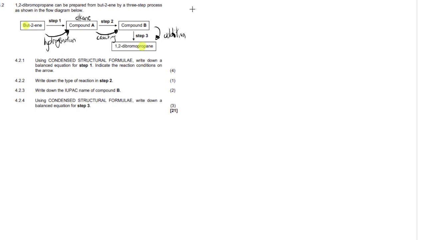So let's have a look at the question. We say, well, 4.2.1, using condensed structural formulae, write down a balanced equation for step 1. Again, by interpreting this situation first, we've sort of got the answer already. So condensed structural formula, remember I told you we do not allow any bonds in condensed structural formula. And so we're going to make sure that we follow those rules. They have become a lot stricter on this these days.